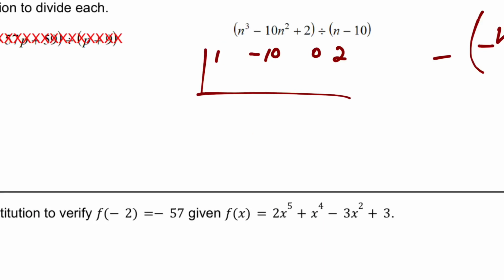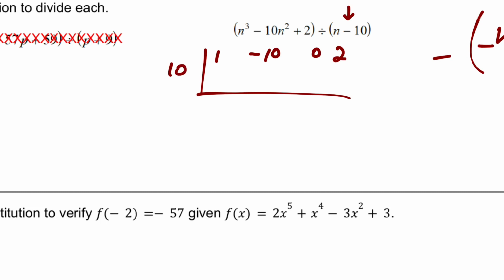To set this up using synthetic division, I use the coefficients from the cubed term, 1, negative 10, and there is no n term, so I put a 0 there, and then the constant is 2. To figure out what to divide by, I think about what makes this 0, and that would be a 10.